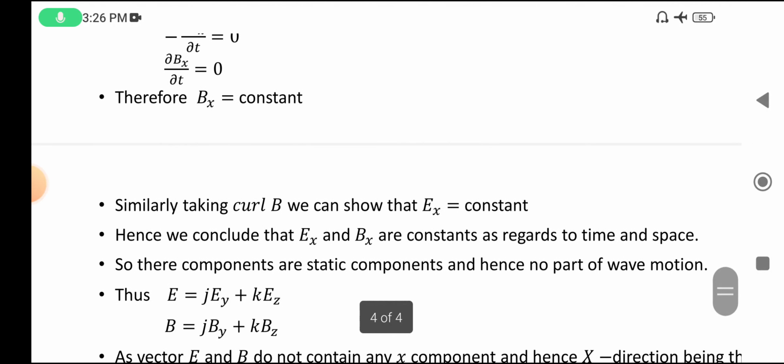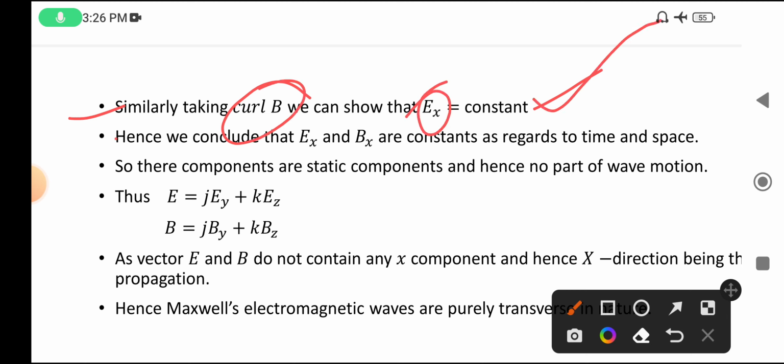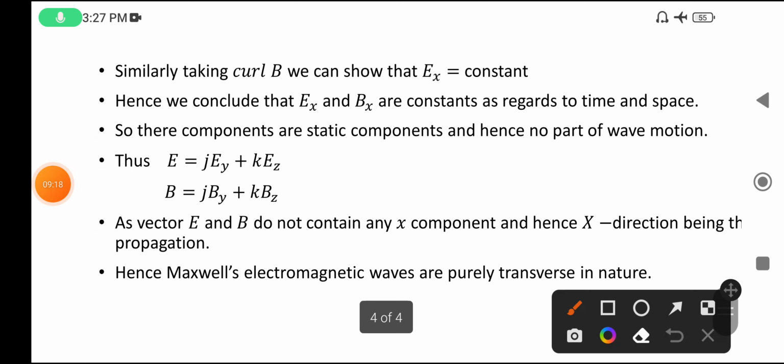Okay, so similarly, taking curl B, we can show that Ex is constant. So that means it is the fourth equation, Maxwell's fourth equation. By using the fourth equation also we can show like this. Hence we conclude that Ex and Bx are constant with regard to time and space. Space means x. So their components are static components, and hence no part of wave motion.